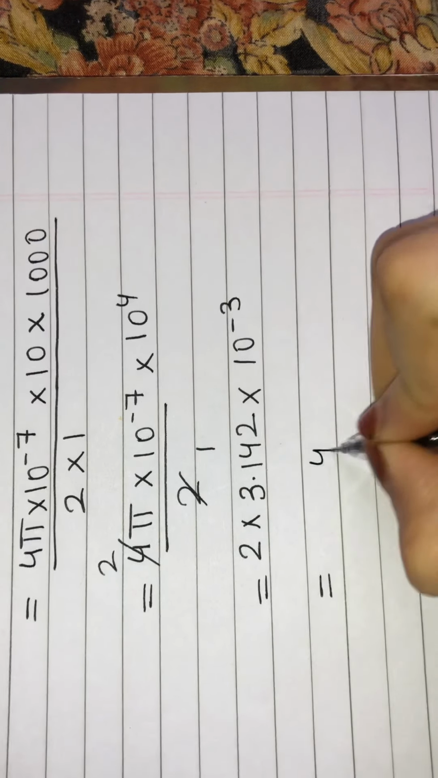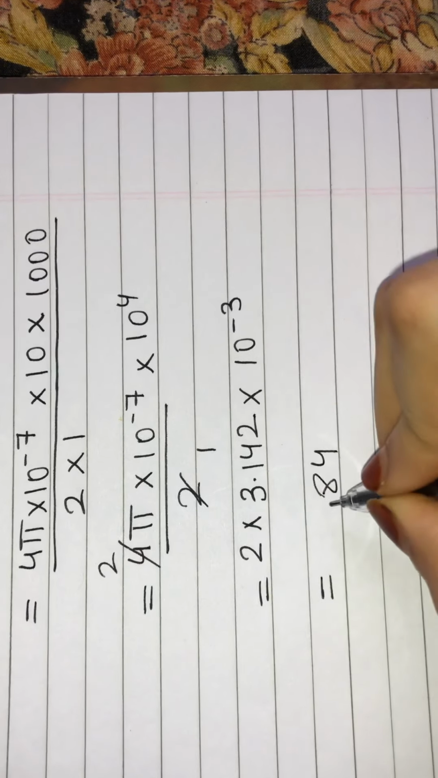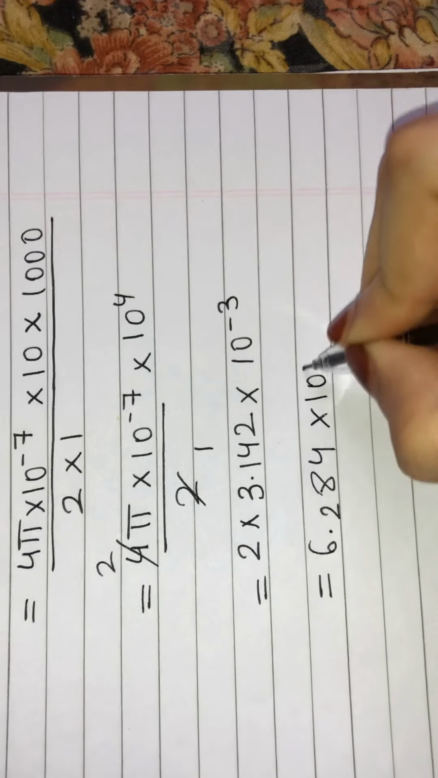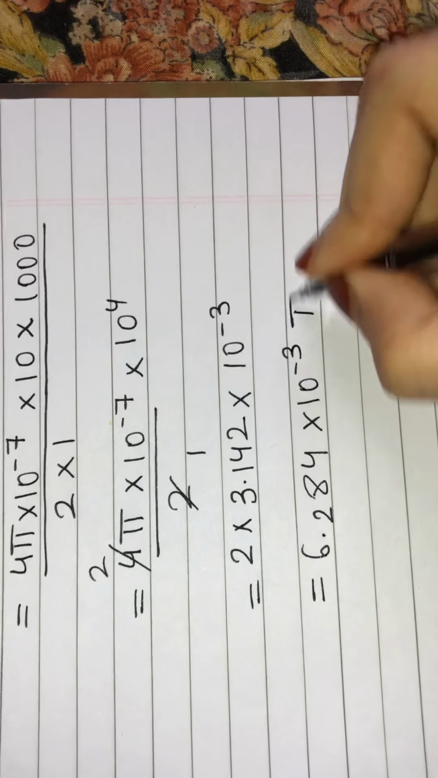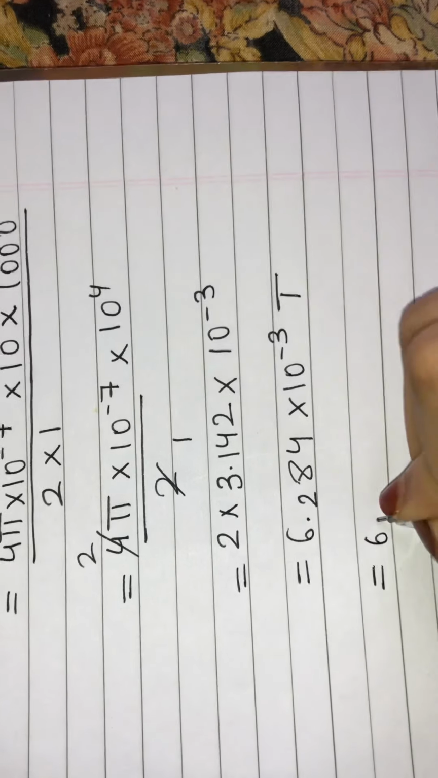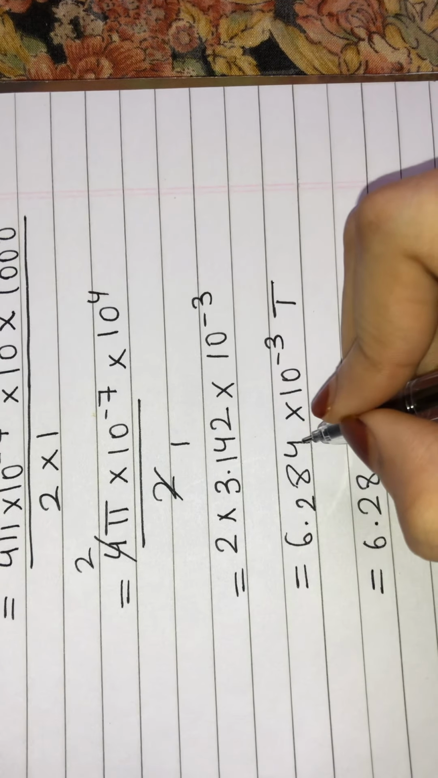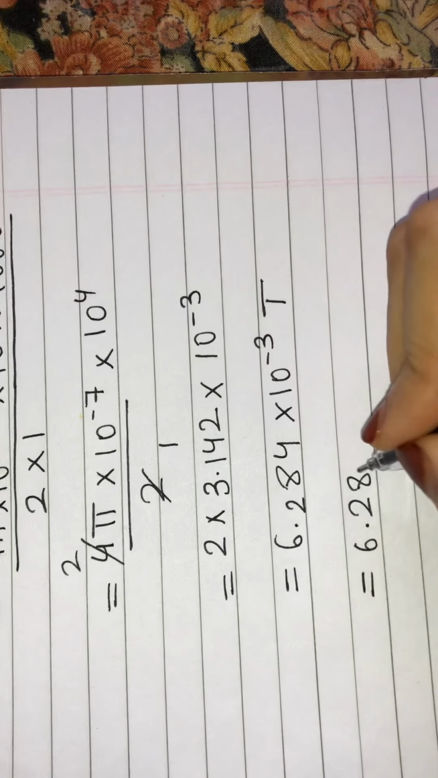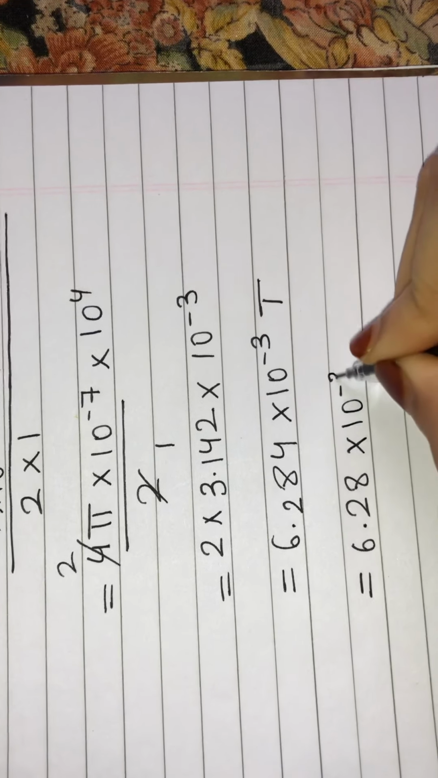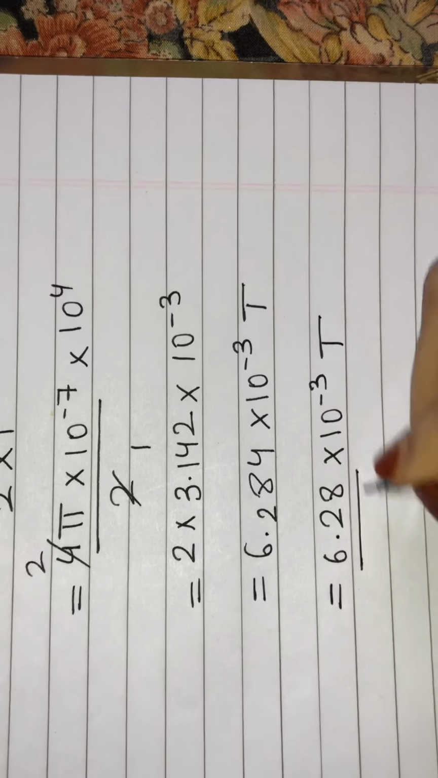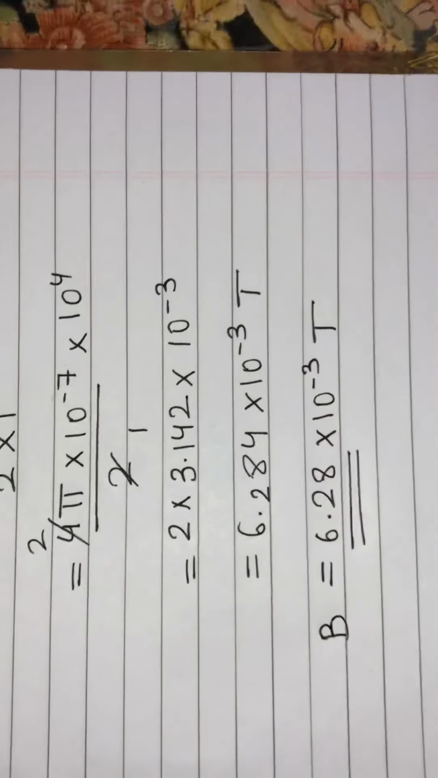2 twos are 4, 2 fours are 8, 2 ones are 2, 2 threes are 6. 6.284 into 10 raised to minus 3 Tesla. Or you can also write it as 6.28 because 4 is not greater than 5, so we can just cancel it and write this number as 6.28 into 10 raised to minus 3 Tesla. This will be the magnetic field at the center of the coil.